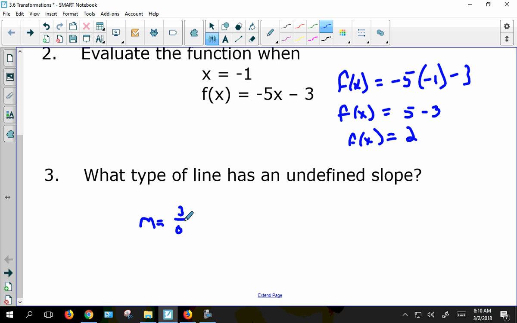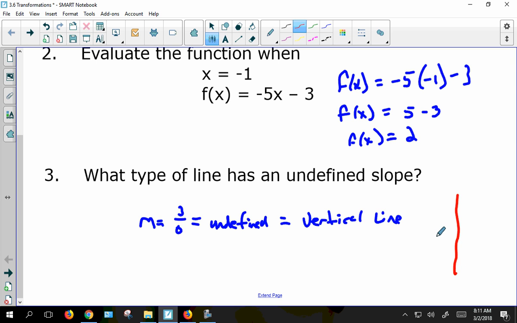Why? Because it's undefined. This equals undefined, and it equals a vertical line. So again, here is my y and my x-axis. A vertical line intersects the y-axis like that. That's a very crooked vertical line. All right?